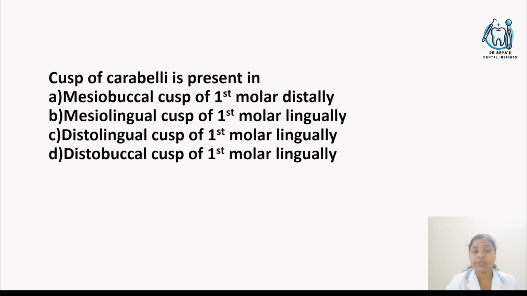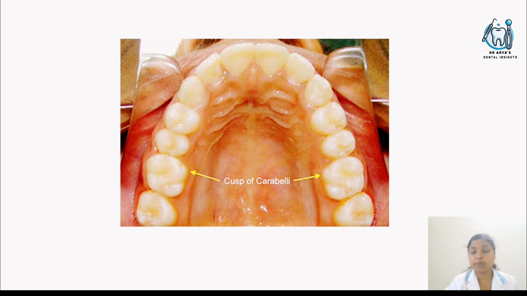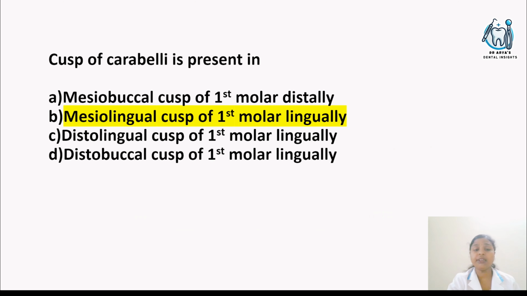So what is the answer? This is the cusp of Carabelli, and this is the maxillary first molar. Okay, on which side is the cusp of Carabelli seen? It is the lingual side, and it is the mesial side. So the answer is the mesiolingual cusp of the first molar lingually. Okay.